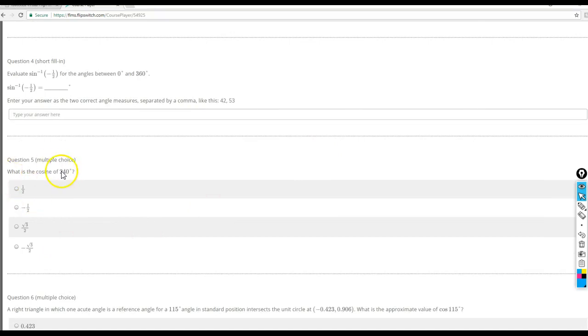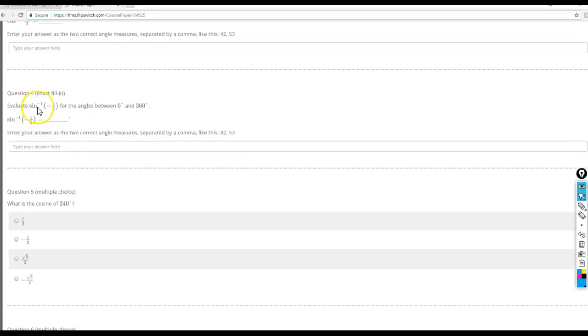Alright, what is the cosine of 240 degrees? This would be a unit circle question. Evaluate sine inverse of negative 1/2 for the angles between 0 degrees and 360 degrees.